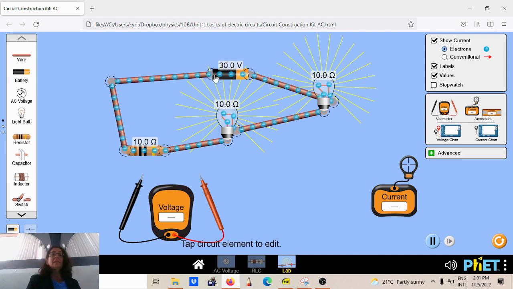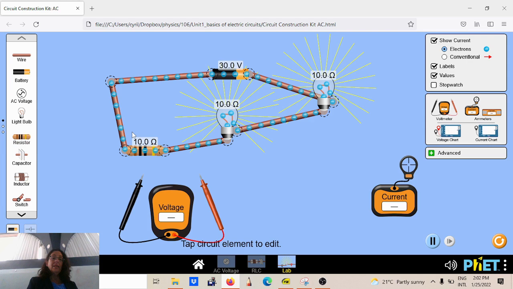And that means that every coulomb of charge flowing here will be burped out, and will have 30 joules. So every coulomb of charge will have a potential energy of 30 joules. And then here I have three loads. Each load has some resistance. So here I have picked the same resistance for each one of them.